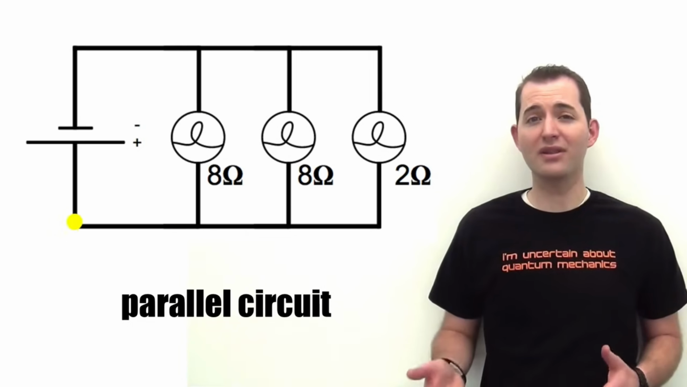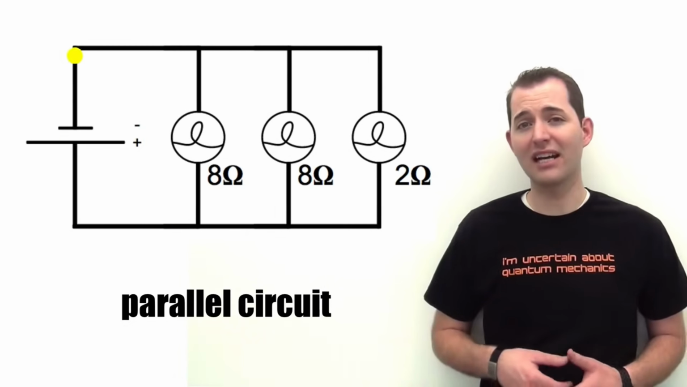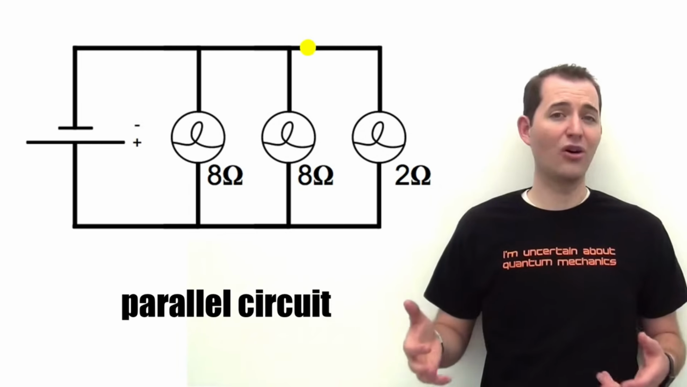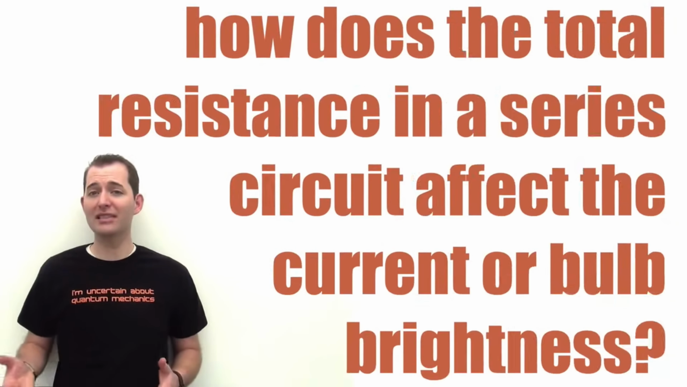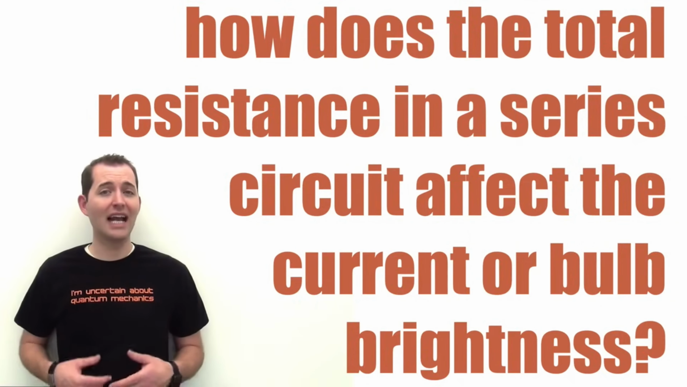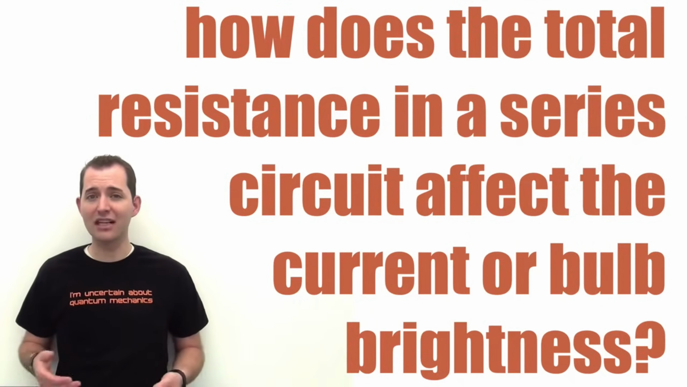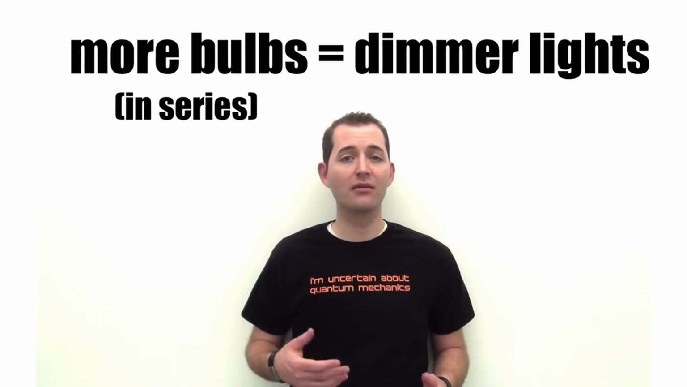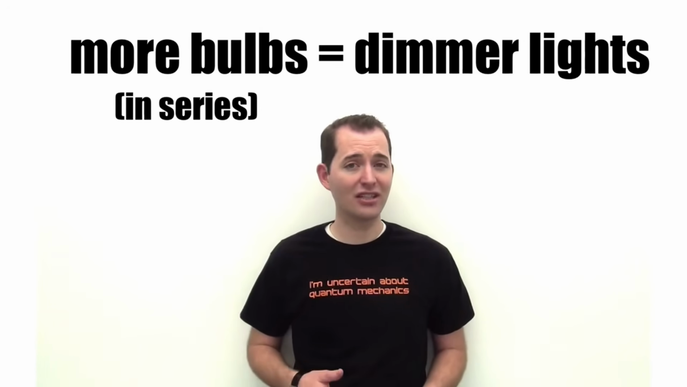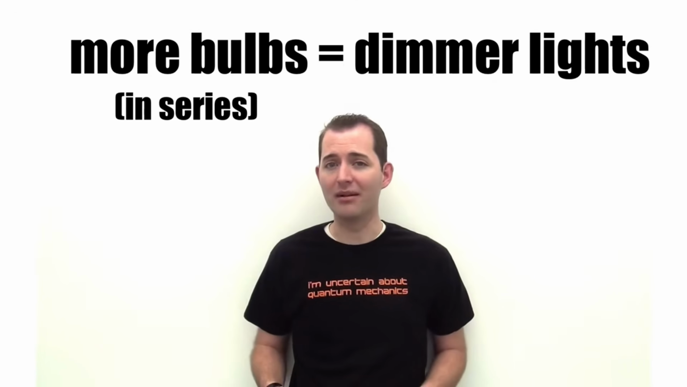It's also important to note that how each of these components are connected to each other changes the overall or total resistance in our circuit. If we were to run an experiment on our series circuit and added more and more light bulbs to that circuit, we would see a change in the brightness of our bulbs.